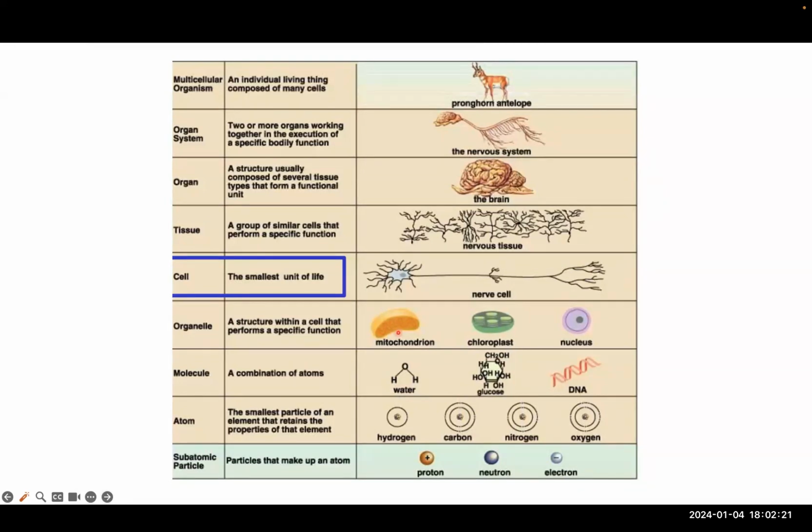But a mitochondria by itself is not alive. The nucleus by itself is not alive. But if you put them all together, you can create a cell, which is alive. And then you can go to a next level, molecule, a combination of atoms. And then atom is the smallest particle of an element. So you can go even smaller. And then we have particles making up the atom, which is already the smallest particle of an element.